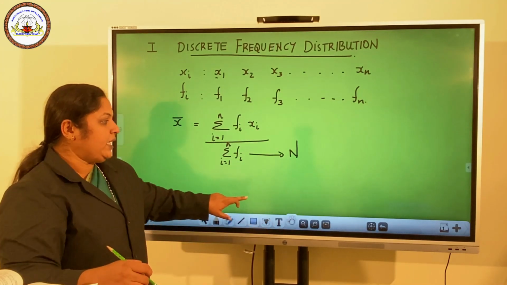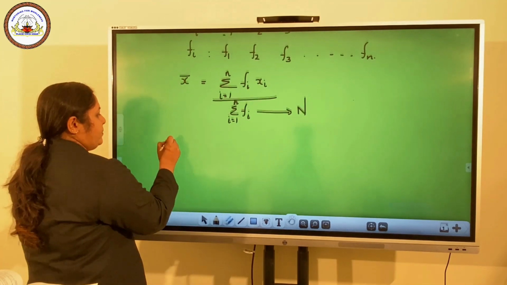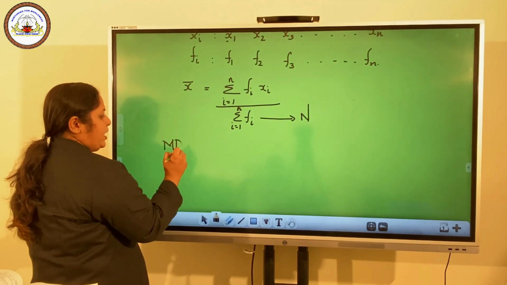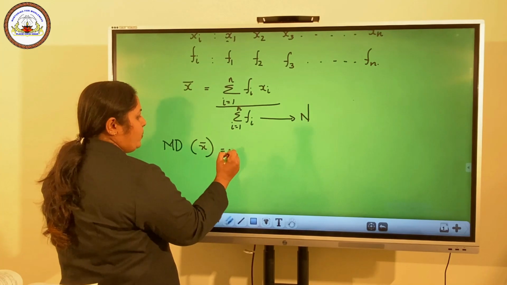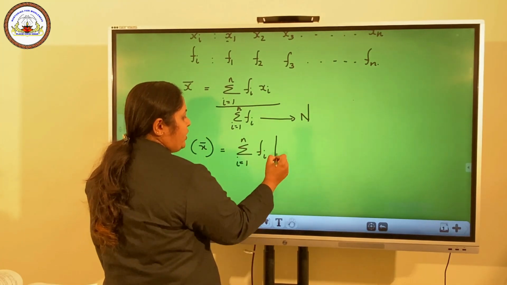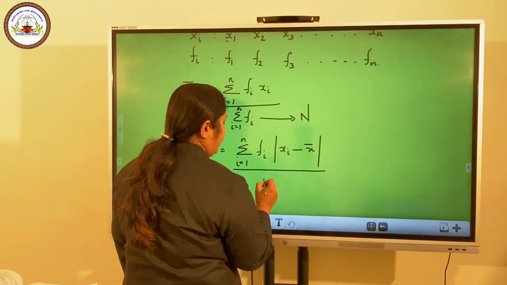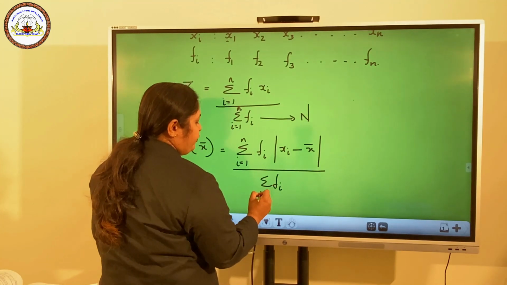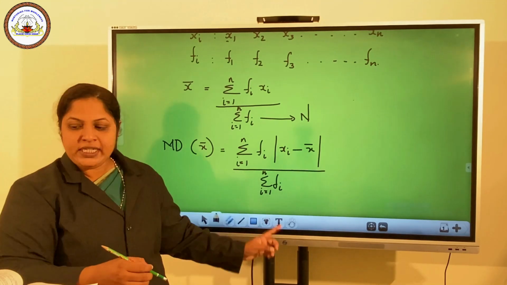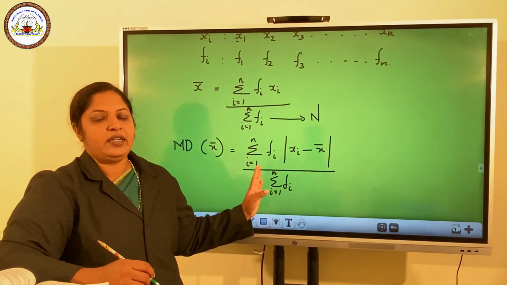Now to find the mean deviation about mean, first we learned how to find the mean. Then the formula for mean deviation about mean is equal to the sum of i from 1 to n of fi into modulus of xi minus x bar, divided by again the sum of the frequencies, i from 1 to n. This is how we find the mean deviation about mean for discrete data.